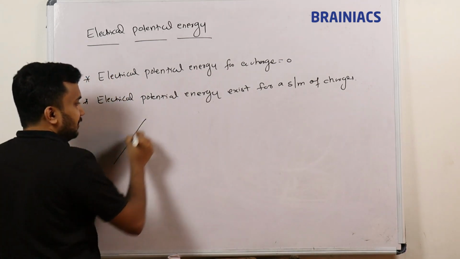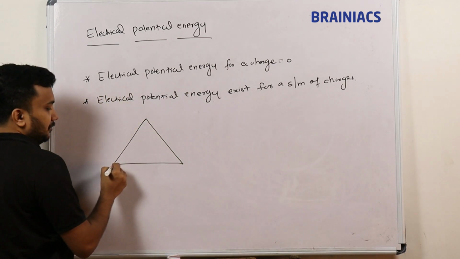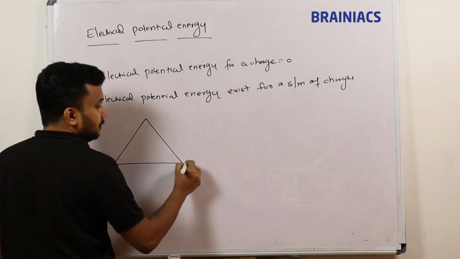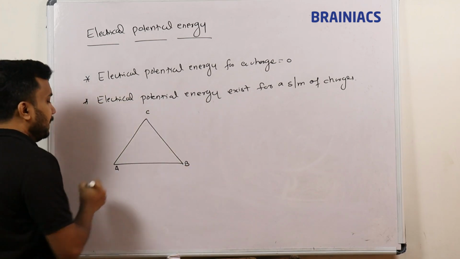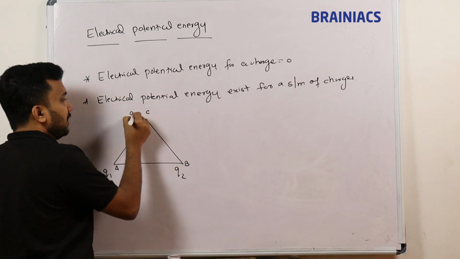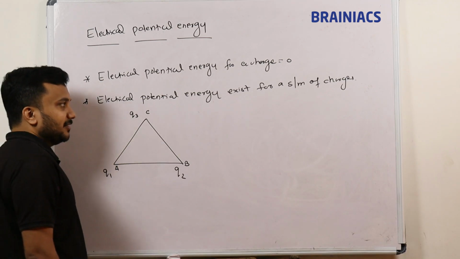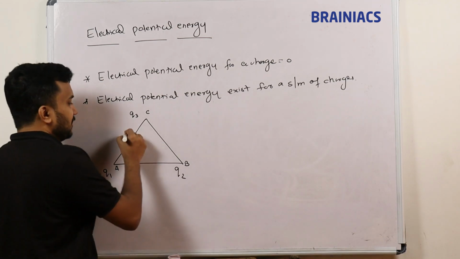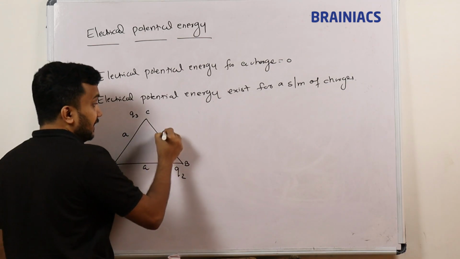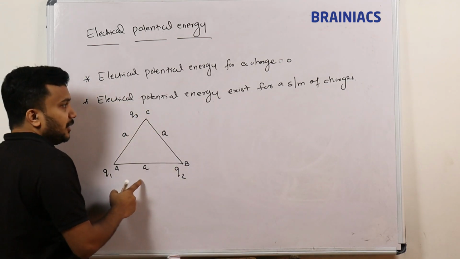So we'll take a triangle structure. Maybe this is side A, and this is B, and this is C. The charge placed here is Q1, the charge placed here is Q2, the charge placed here is Q3. Now, if you are asking me what is the potential energy of the charge system, this is an equilateral triangle with a side length equal to A.